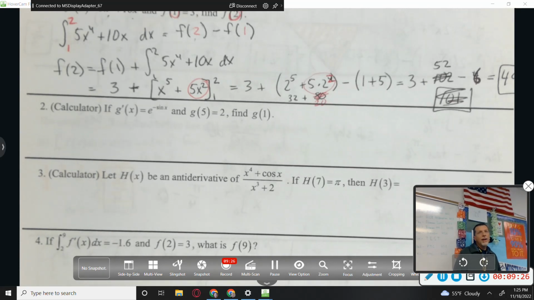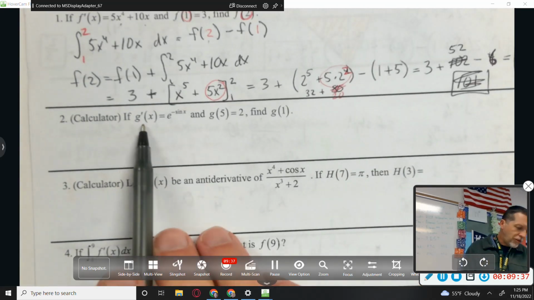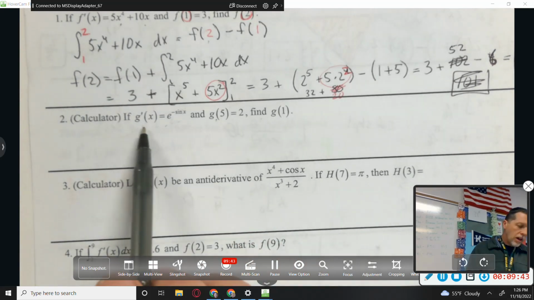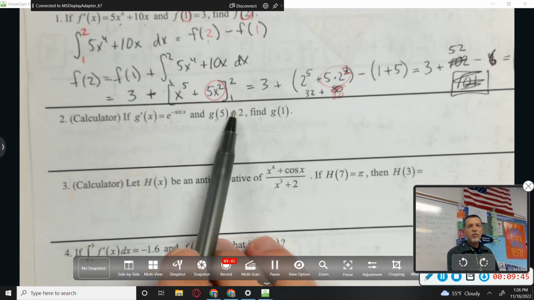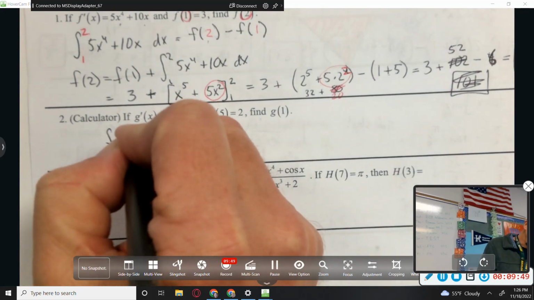All right. As always with a calculator problem, do not go straight to the calculator, right? Do the calculus first, then use the calculator. So if g prime equals that ugly thing, g of 5 equals 2, find g of 1. Okay, if I want to get from g prime to g, I need to integrate. So the integral of g prime.